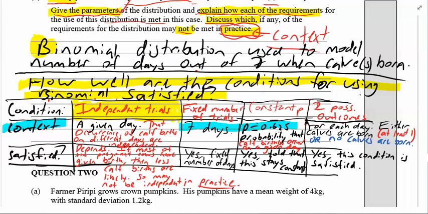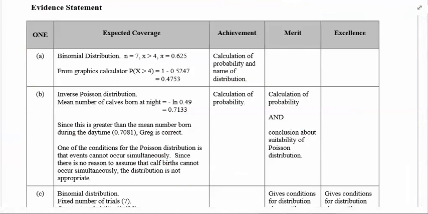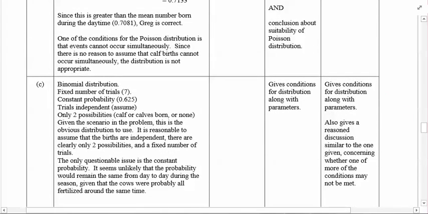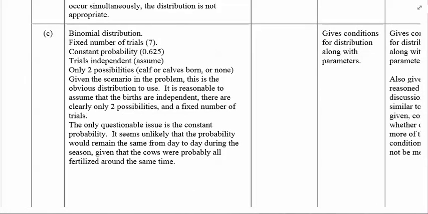Let's have a look at the marking schedule and see what they said. Okay, so here we go. So you can see expected coverage, and we've got achieved, merit, excellence. So let's look down the column to question C. So you've got binomial distribution, check. Number of trials, check. Probability of success, check. Trials independent, assume. And it says, and we did talk about having to assume that. 2 possibilities, calves are born or not. Yep. Given the scenario and the problem, this is the obvious distribution to use.